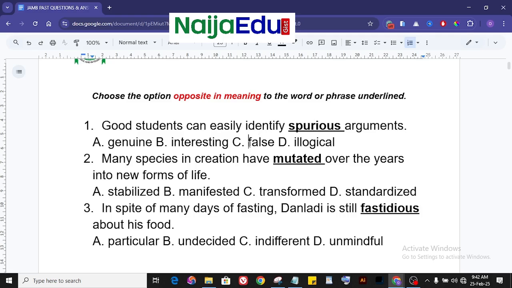So this false actually is synonymous to spurious. So this is not what we are looking for. Then illogical means something that can be false, but it's still logical. So this is not the answer. This is not the answer.